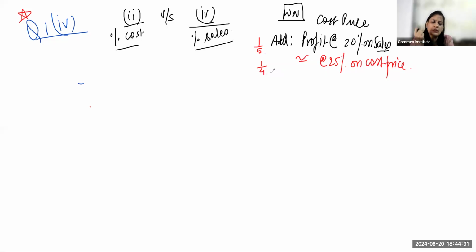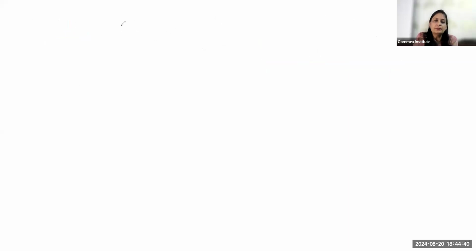Or otherwise, using the unitary method, you can always do it. I'm showing the unitary method also if you've forgotten this thing. Okay. So, see, let selling price be equal to 100. Kitna profit percentage? 20% on sales.